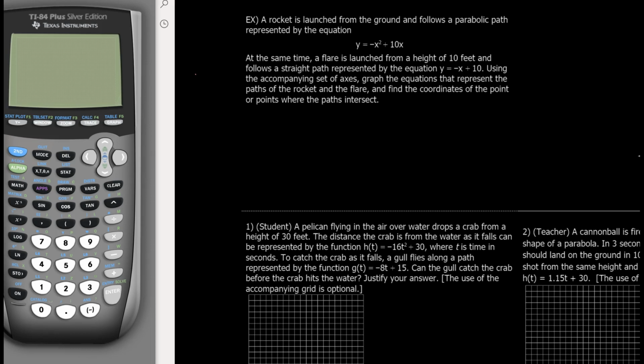A rocket is launched from the ground and follows a parabolic path represented by the equation y equals negative x squared plus 10x. At the same time, a flare is launched from a height of 10 feet and follows a straight path represented by the equation y equals negative x plus 10. Using the accompanying set of axes, graph the equations that represent the path of the rocket and the flare, and find the coordinates of the point or points where the paths intersect.